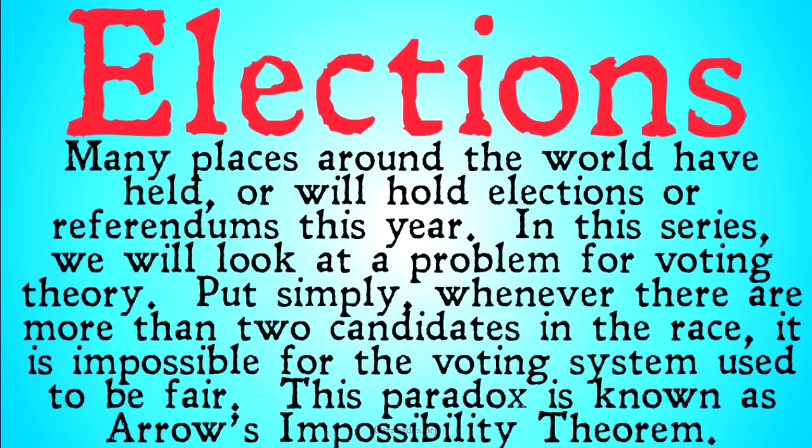Now, many places around the world have held or will hold elections or referendums this year. In this series, we will look at a problem for voting theory. Put simply, whenever there are more than two candidates in the race, it is impossible for the voting system used to be fair. This paradox is known as Arrow's Impossibility Theorem. Now, before anyone who's a defender of a third party gets too frustrated with that, we are going to look at both arguments for Arrow's Impossibility Theorem and arguments against it, trying to give some justification for both sides of that question: do third parties actually destroy democracy?